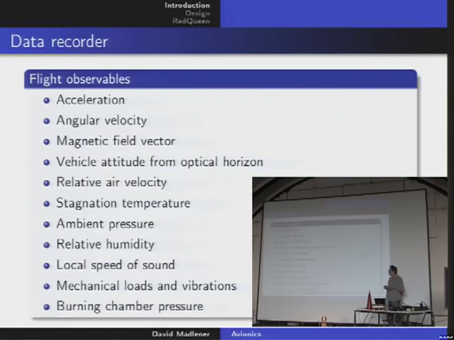Of course, for example, for a rocket motor, it's very important to see how it's operating. The burning chamber pressure is relatively easy to obtain, and it shows you how it's working if everything is within the operational margins. If something goes wrong, then you have to abort the mission. So these are some flight observables. There are much, much more, but for our application, these are the main.